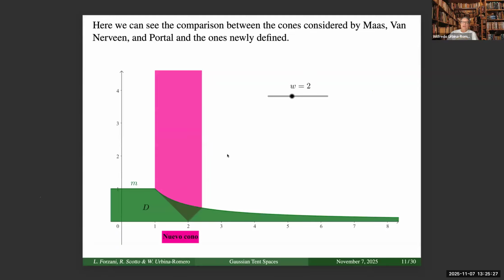What Maas, van Neerven, and Portal knew: the region that they considered is precisely this green region. They were only looking at that region, so the cone is only this tiny piece. Instead, since we are going to work in the whole R^(n+1), the cone is completely this. So these are the new Gaussian cones.